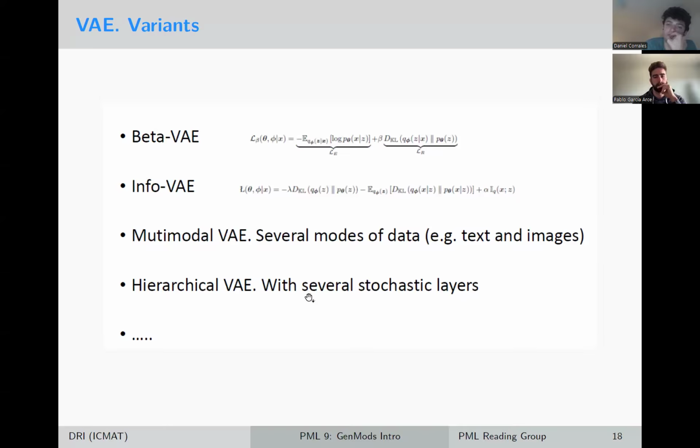And in other variants, we just put basically one stochastic layer at each side. There could be several stochastic layers, and this is called hierarchical VAE, and so forth. There are tons of variants.